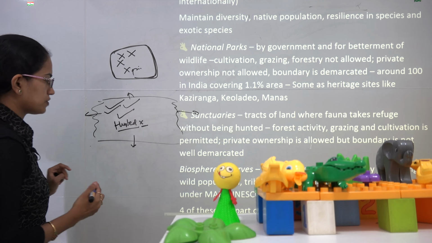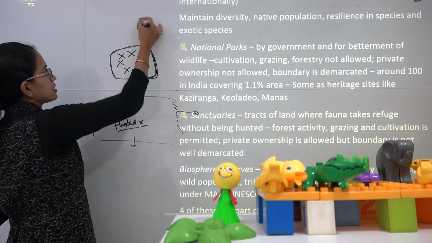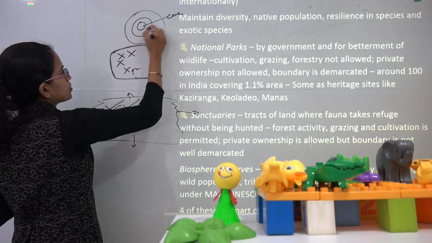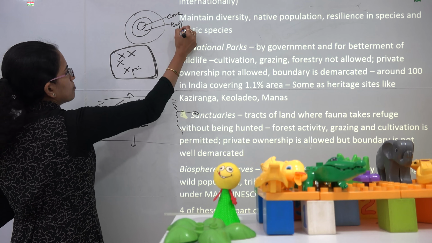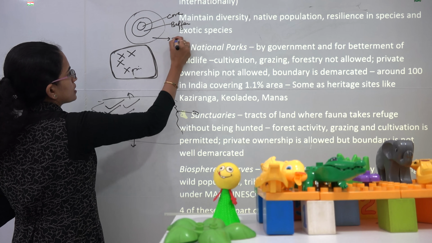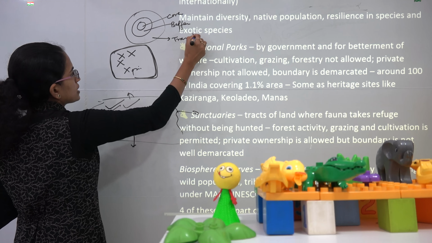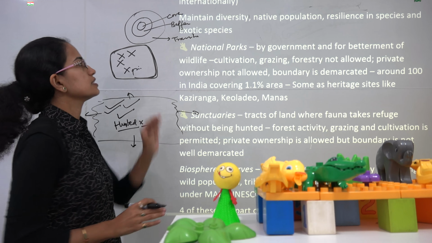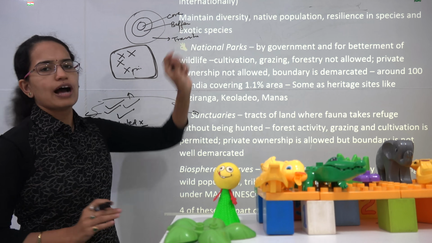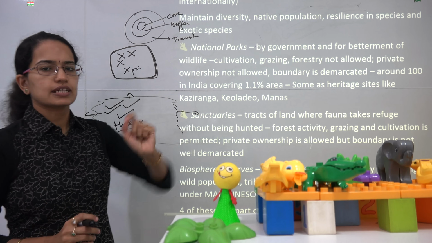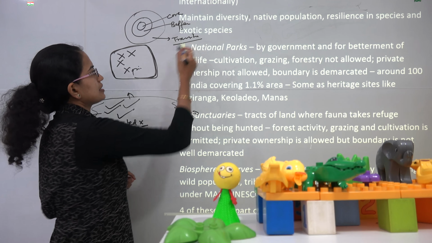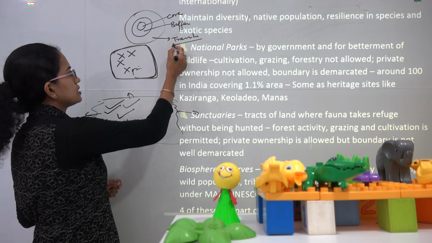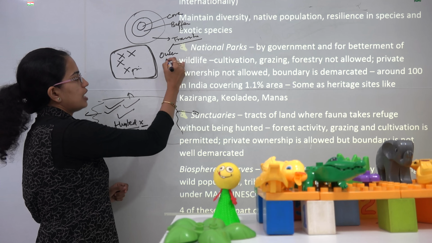Next comes the biosphere reserve. Biosphere reserves are important because they occur in 3 zones. You have the innermost core, then the buffer, and finally the transition zone. The core is the area where there is no hunting and no human activity. In the buffer area, a little human activity is allowed, and in the transition area most human activities are allowed. This transition area is also known as the outer belt.